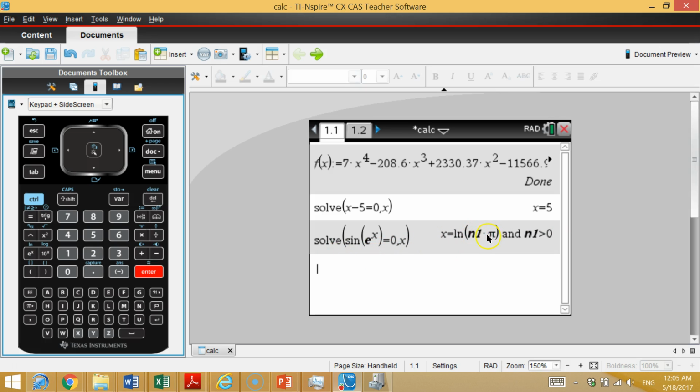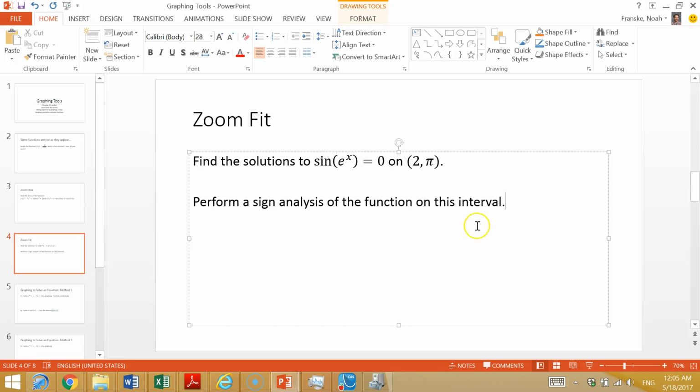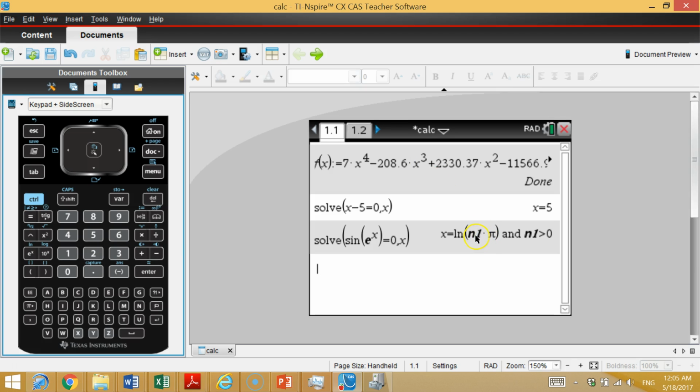What this n means is kind of like when we did plus 2 pi n for our trig function solving. It's saying that if you choose different n's, as long as n is positive and an integer, this will give you a solution to sine of e to the x. But the problem is I need ones that are between 2 and pi. So I would have to try a bunch of numbers in here, find the values, and see if they work. That is not useful.